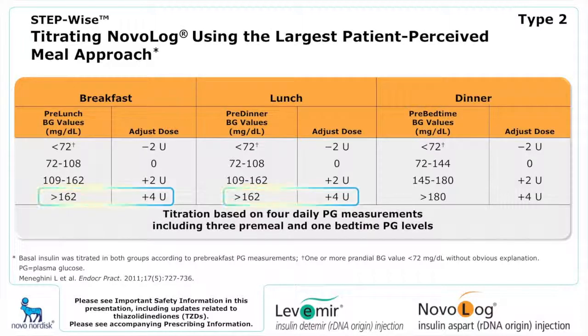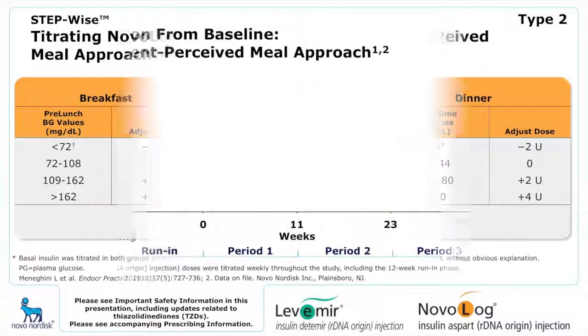and +4 units when it was greater than 162 milligrams per deciliter before lunch or dinner, or greater than 180 milligrams per deciliter at bedtime. It is worth noting that these adjustments are made in increments of 18 milligrams per deciliter, which is equivalent to 1 millimole per liter. Some countries utilize the Système International unit of millimoles per liter rather than the milligrams per deciliter used in the United States. This information can be particularly helpful for patients who travel overseas.